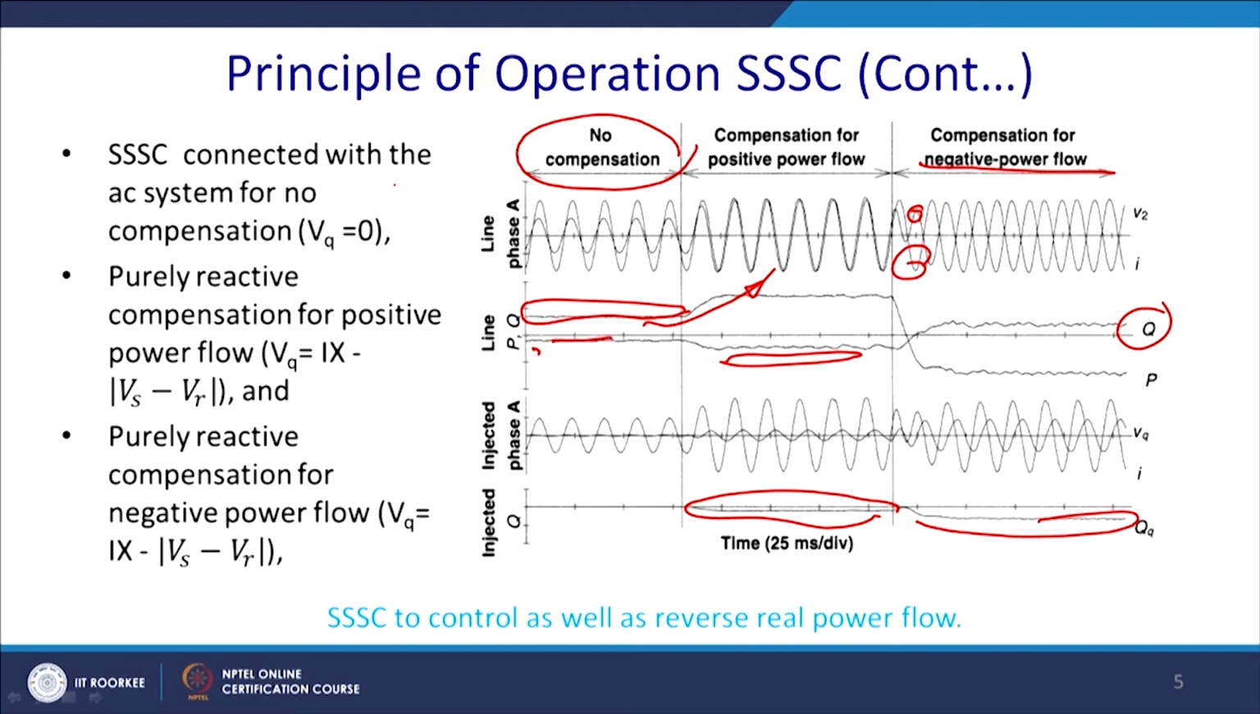SSC connected with the AC system for no compensation, VQ for the time, let us say 0 to T1, and purely reactive compensation for positive power flow, VQ equal to Ix minus Vs minus IR, and this is for T2, and purely reactive compensation for negative power flow where VQ equal to Ix minus mod Vs minus IR, it is for the time T2 to T3. This is the principle of operation of VCSC.